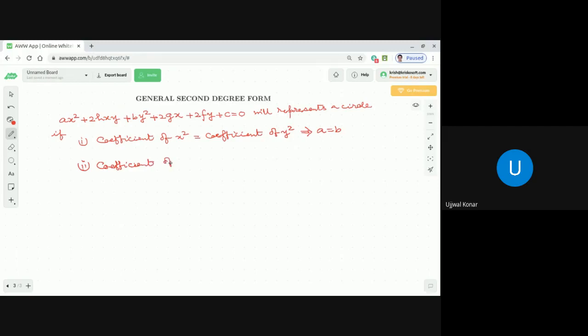Coefficient of xy should be equal to 0. That implies what, dear students? That implies h has to be equal to 0. And the third condition is that g square plus f square minus ac should be greater than or equal to 0. Okay, so these are the conditions to be satisfied in order to have this general equation of second degree represent a circle.